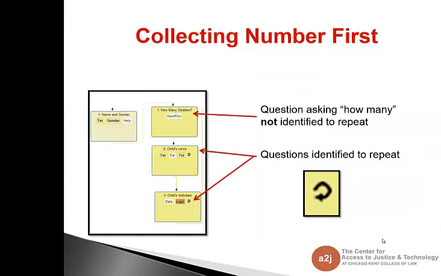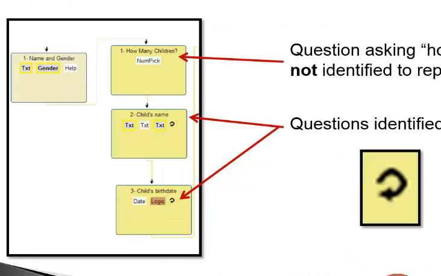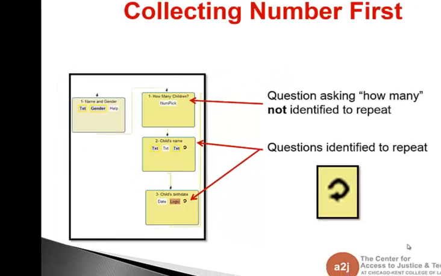Here's a screenshot of the mapper, and you can identify which questions are part of the repeat and which are not. The ones that are part of the repeat have that weird little circle arrow. So child's name and child's birth date are repeated. You can see that the how many question is not repeated.